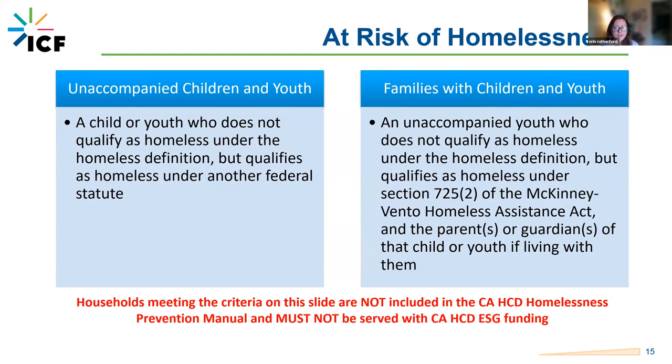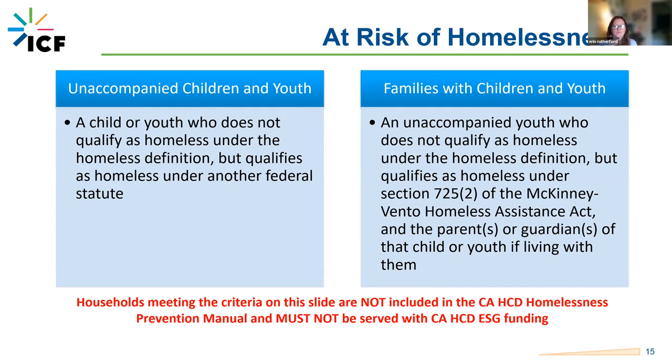I'm not going to spend a lot of time here because this at-risk definition for families and children with youth and for unaccompanied children and youth is not eligible under California HCD's homelessness prevention projects. So we're just going to skip through this one because you do not have to worry about understanding this, since these folks will not be eligible under the homeless prevention project.